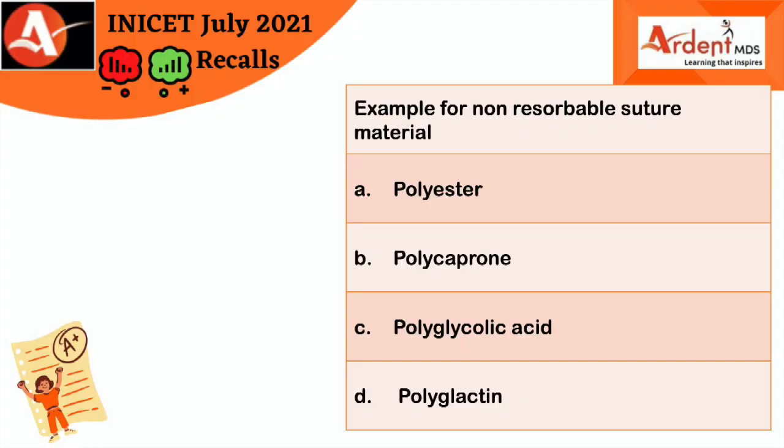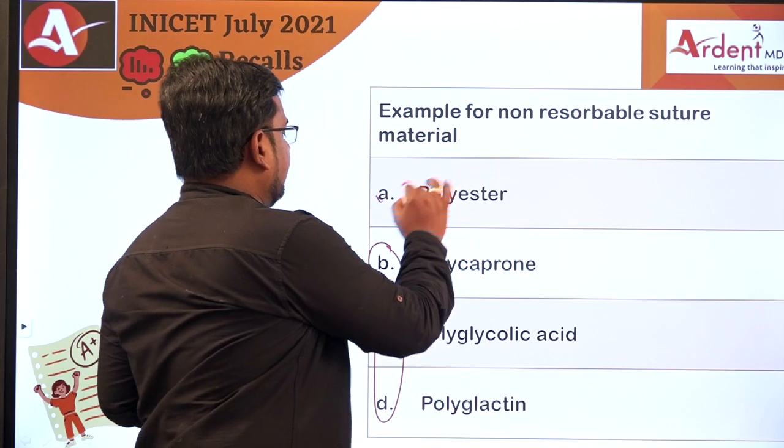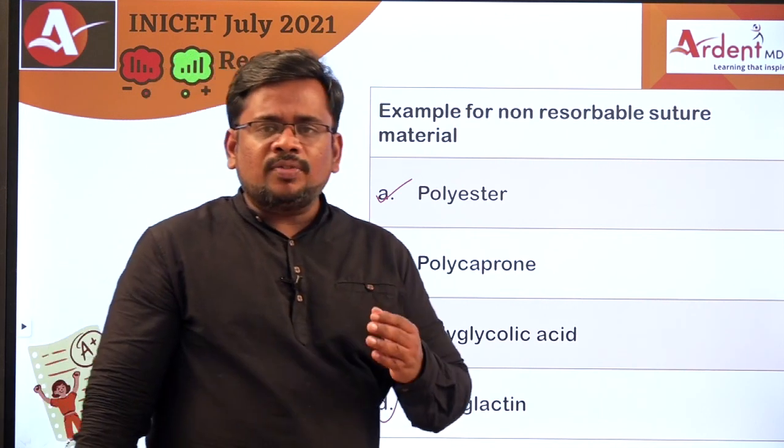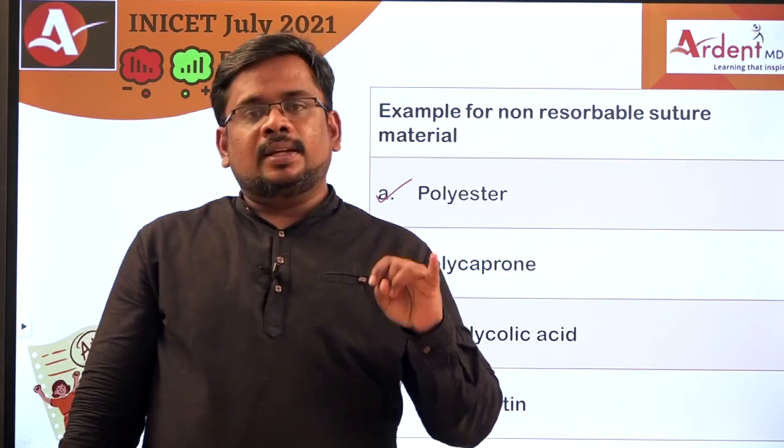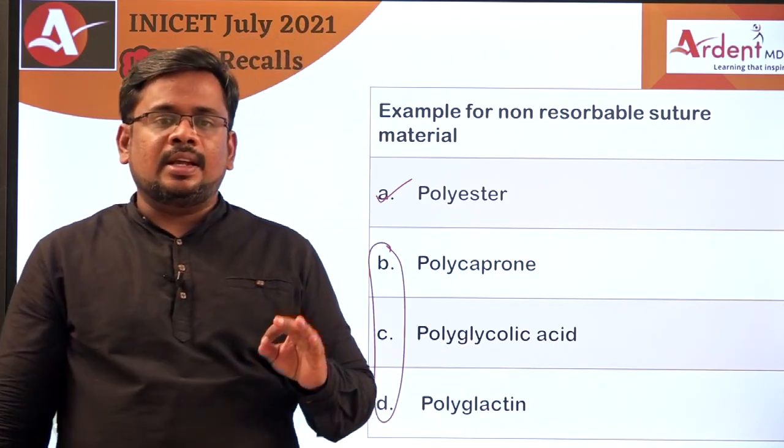Coming to one more question, which is related to suture material. They asked which is an example of non-resorbable suture material. Very direct question. Among the given options, polycaprolactone, polyglycolic acid, polyglactin, all these are absorbable sutures. But what about polyester? Polyester is non-absorbable, so we can easily go for option A. And apart from polyester, you have non-absorbable sutures like silk, nylon, stainless steel, Vitallium.